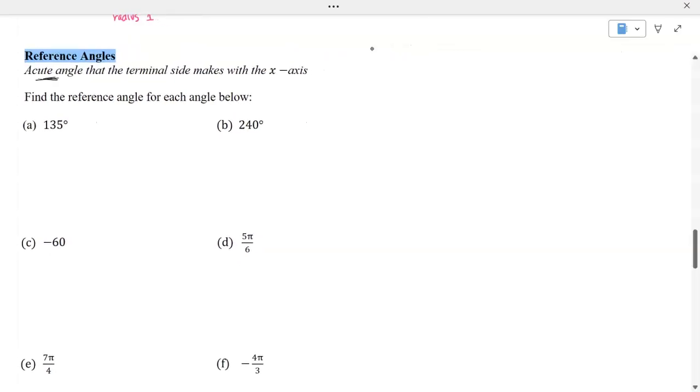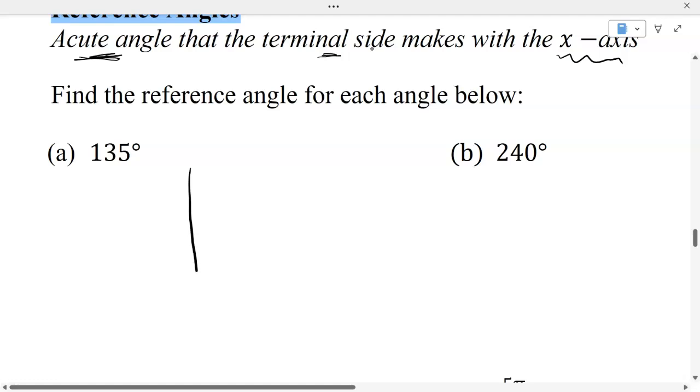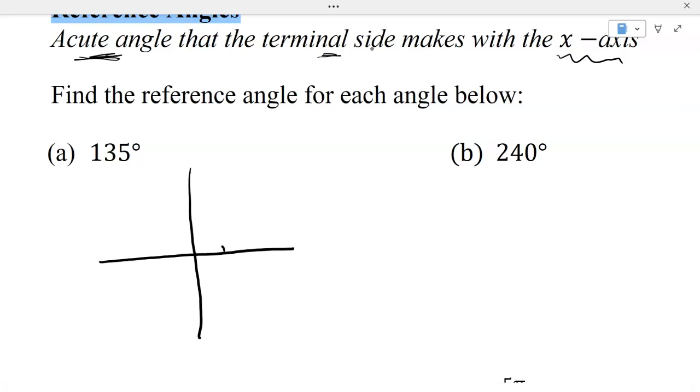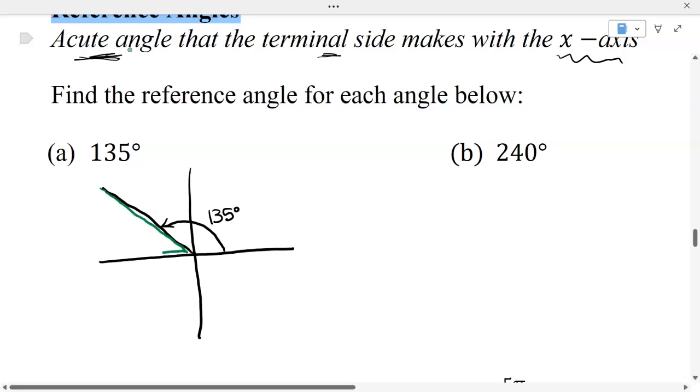defined as an acute angle that the terminal side makes with the x-axis. So let's take a look here. The first thing you want to ask yourself is, in a 135-degree angle, what quadrant does that lie in? I just drew my normal xy axis, and we know that the 135-degree angle lies in the second quadrant. So what we want to do is find the difference between this terminal side and the x-axis. This forms our reference angle that I've just outlined here in green. This is our reference angle.